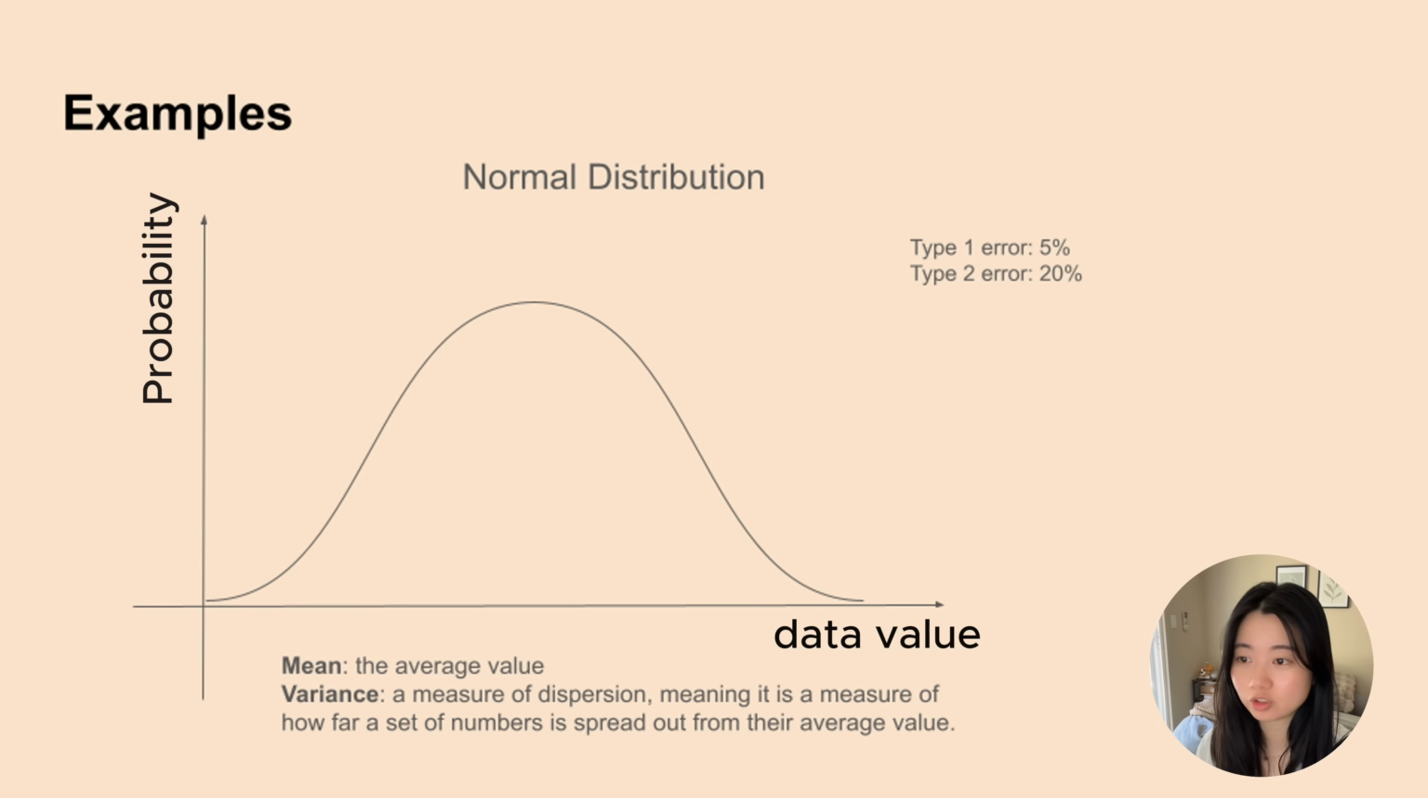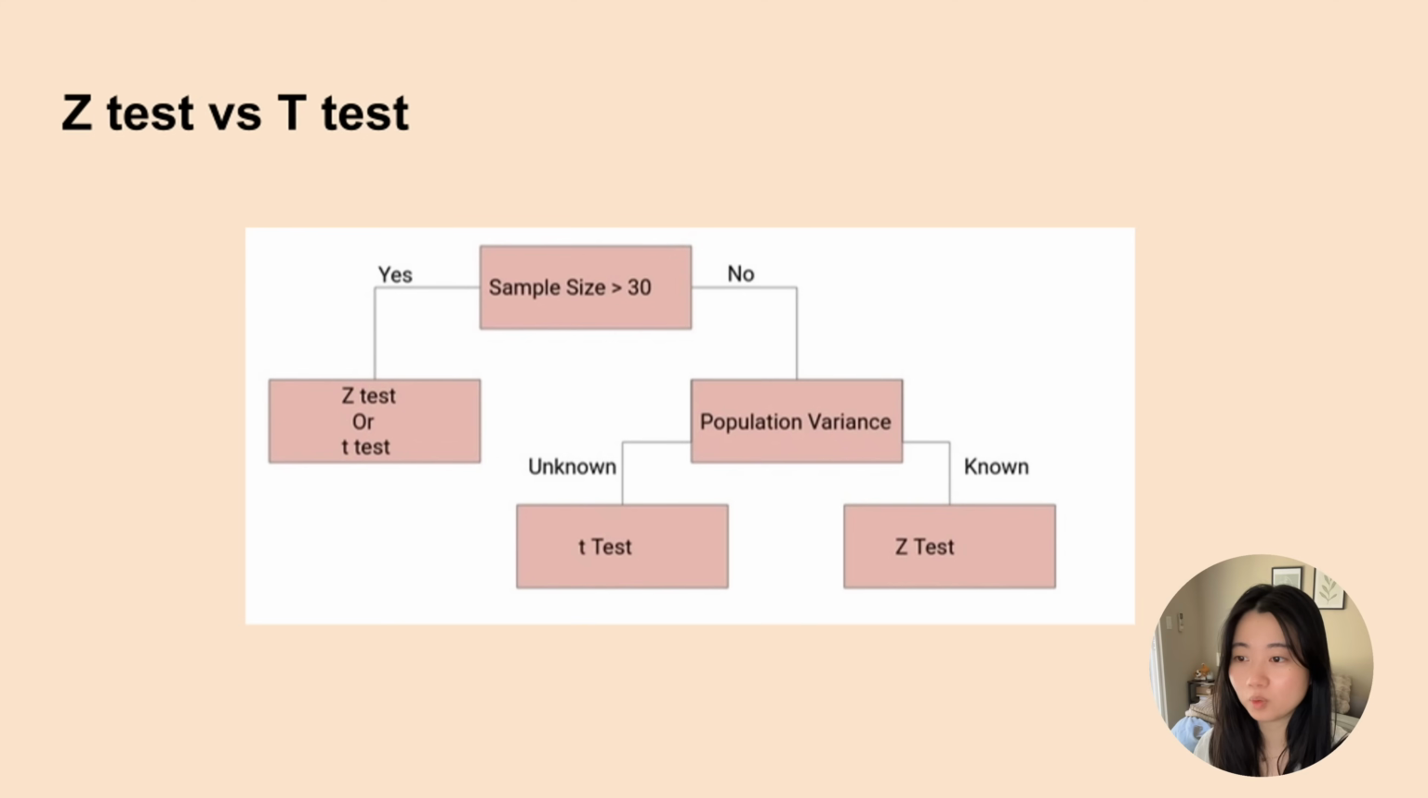To test your hypothesis, you will use statistical tests. Here are the most common ones. If your sample size is small, typically under 30, use a t-test. For a large sample, use a z-test. Both tests compare the mean of your control and variant group to determine if the difference is statistically significant.